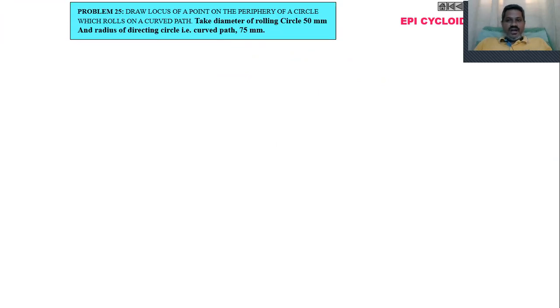As we discussed in our last session, cycloid means the curve traced by a point on the circumference of a circle when it rolls on a straight line without slipping. Now in this case, epicycloid means a circle is going to roll on another circle or a curved path. The path traced by a point on the circumference of the circle is known as epicycloid.